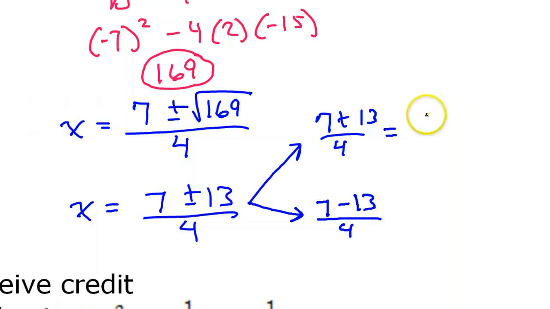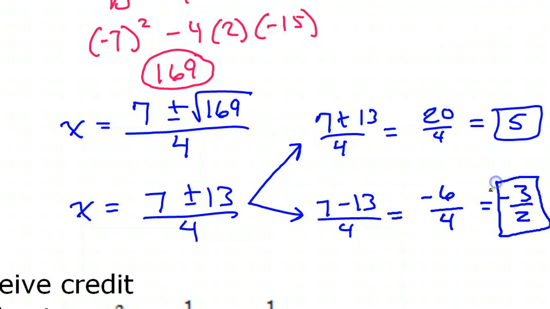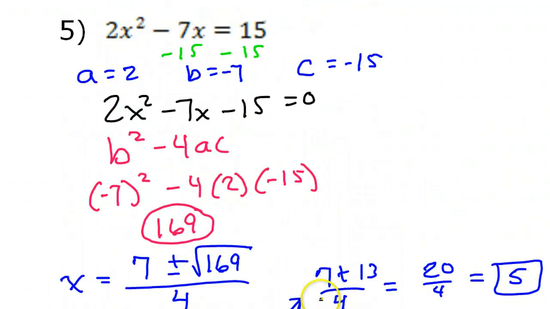7 plus 13, that's 20 over 4, so that's 5. 7 minus 13, that's negative 6 over 4. Dividing both of these by 2 gives us negative 3 over 2. Okay, so these are the 2 solutions for problem number 5.